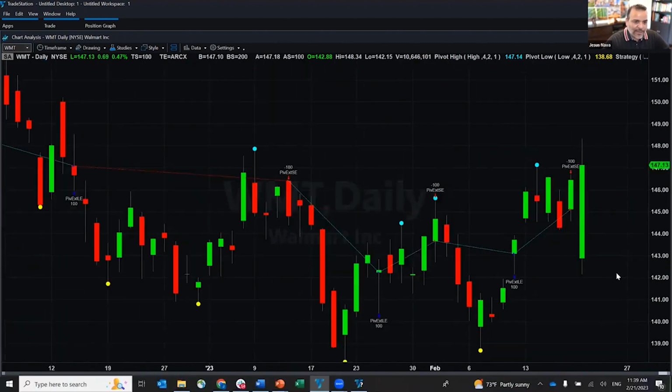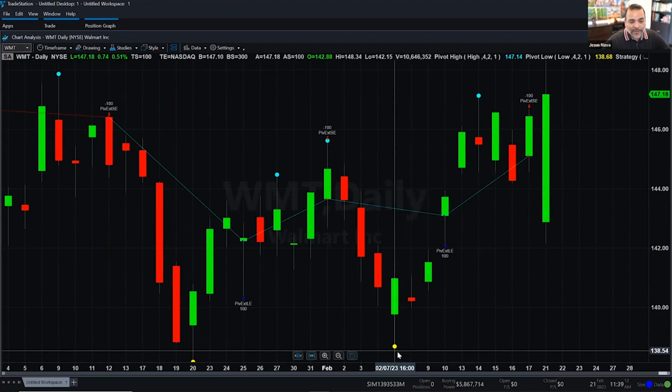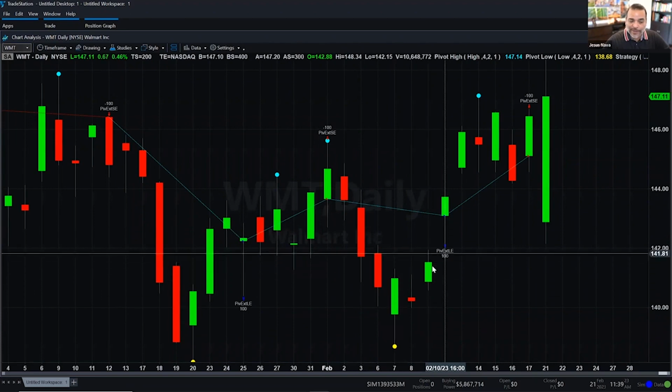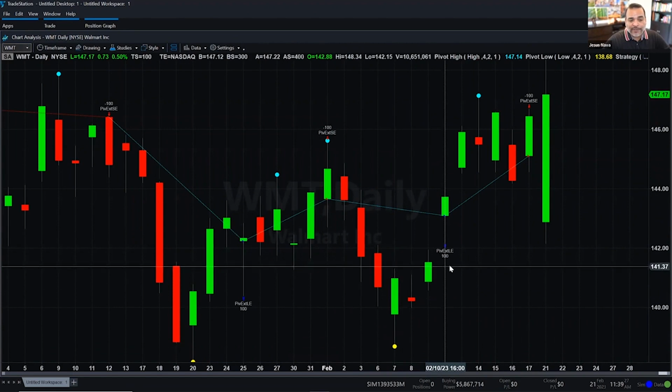And let's look at some examples here. The pivot is identified back here. This is a pivot low, right? You guys see it? It has 4 bars on the left and it has 3 bars on the right. Clearly identified by the show me dot, the yellow dot. But look where the entry is. The entry is all the way over here.